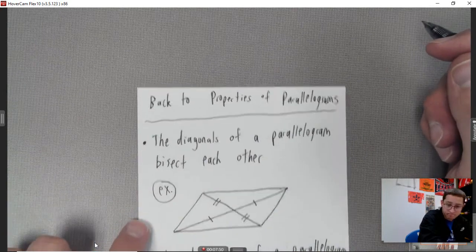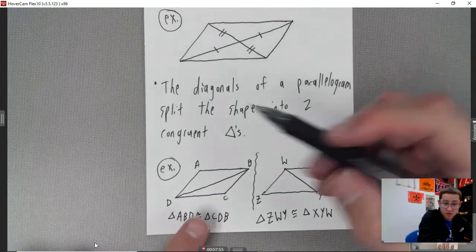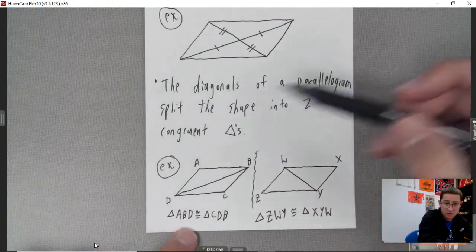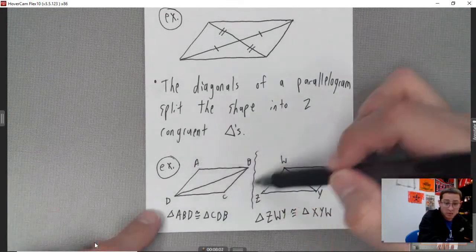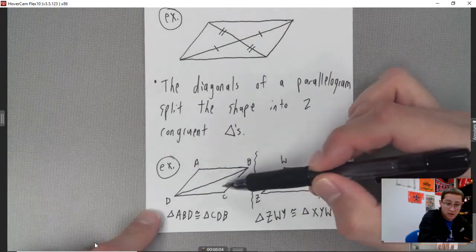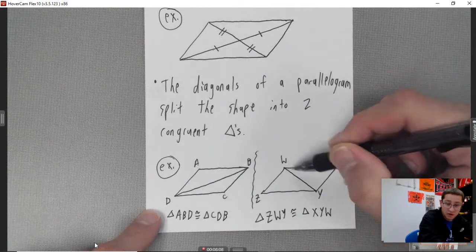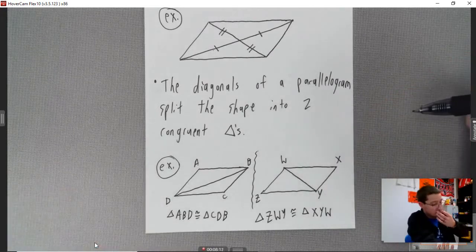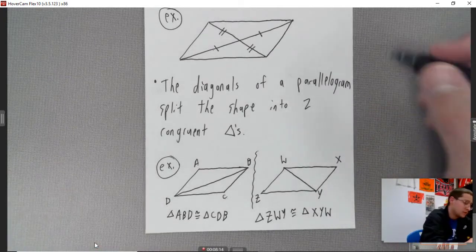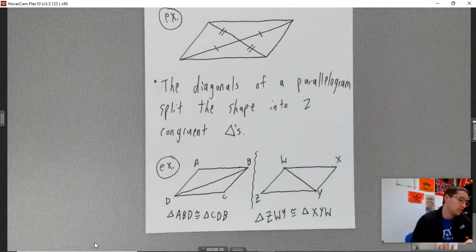And the last one, this one's not as common if I'm being completely honest: the diagonals of a parallelogram split the shape into two congruent triangles. So with one diagonal, you now know that these two triangles are the same, and with the other diagonal, you know that these two triangles are the same. You may see that one every once in a while, but probably not as common as the others. The others are a little more applicable.